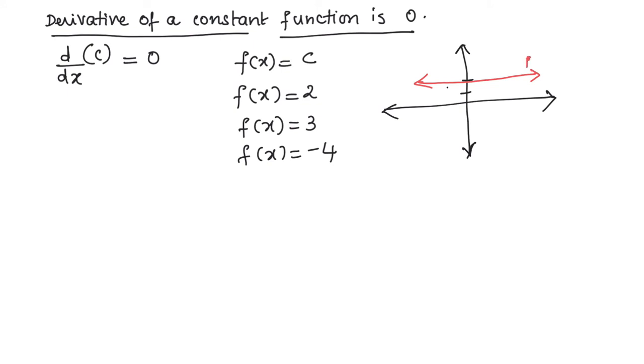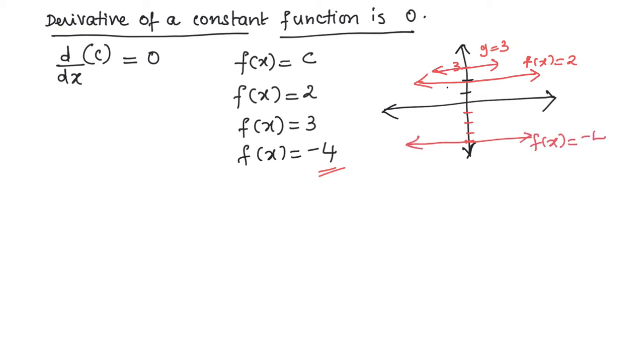This is the graph of f of x equal to 2. If it is f of x equal 3, it will be crossing at 3. This is the line. Or y equal 3, I can write. Or f of x equal 3 is the same as writing y equal 3. If it is y equal negative 4, this function is also a horizontal line.